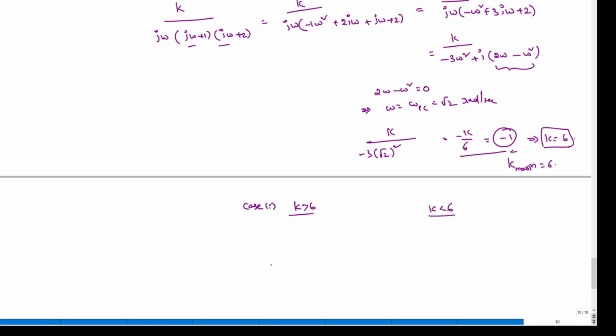First, let us take k less than 6. Here the number of encirclements is equal to P minus Z. P is 0 and N is 0, so the number of zeros on the right hand side is also 0. So for every value of k less than 6, the system is stable. But for k greater than 6, if you see the figure, you will get minus 2 encirclements. So minus 2 is equal to 0 minus Z, Z is equal to 2. You have to cross check the figure. Then you can see that the system is unstable, because the number of zeros on the right half is 2.